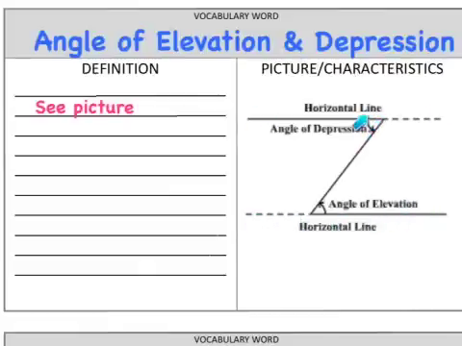Okay, this angle right here that's formed is called the angle of depression. And the angle that you would make that goes up is called the angle of elevation. So the angle going down is depression, angle up is elevation. Let me show you some more examples of what I mean.